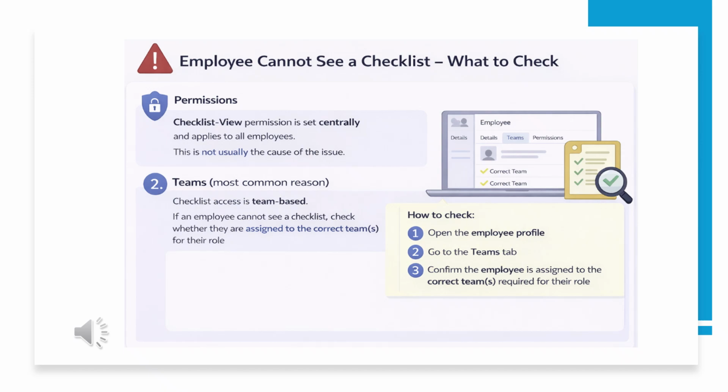This brings us to the end of the checklist training session. As a final technical point, remember that checklist visibility depends on correct team assignment. Once teams are set correctly, checklists will appear automatically for the right employees.